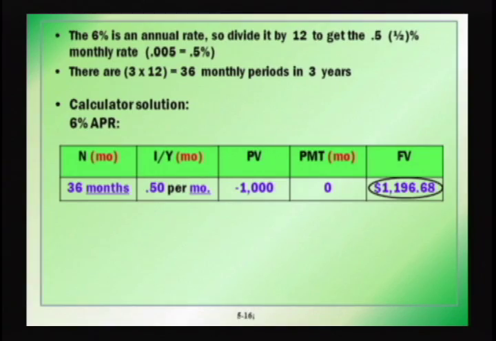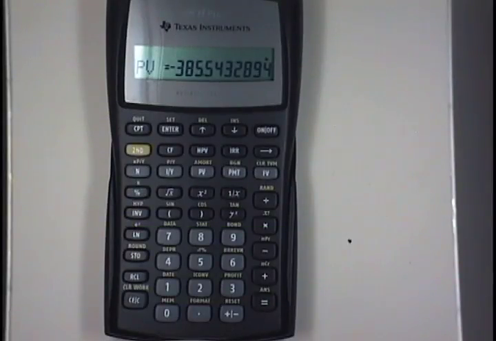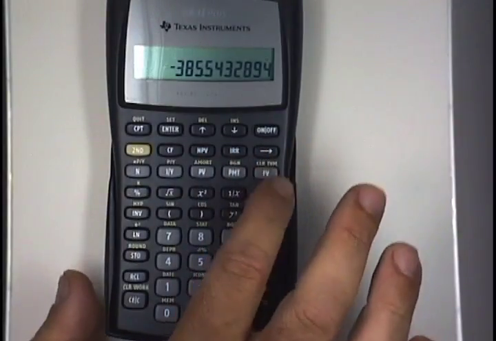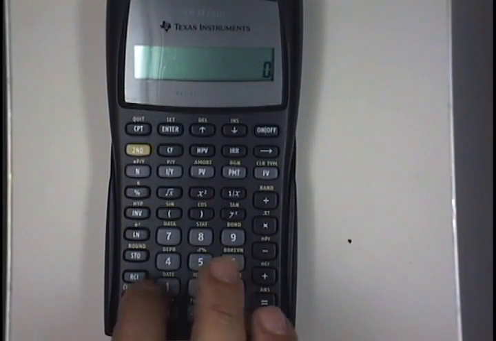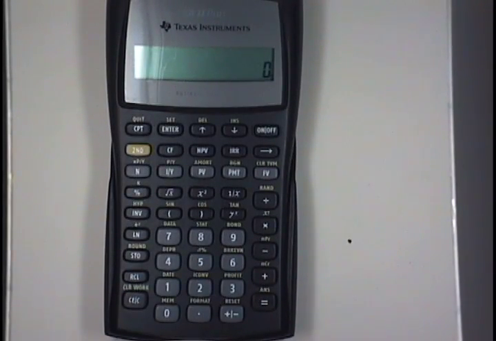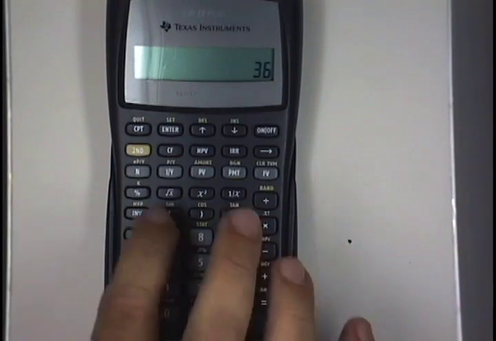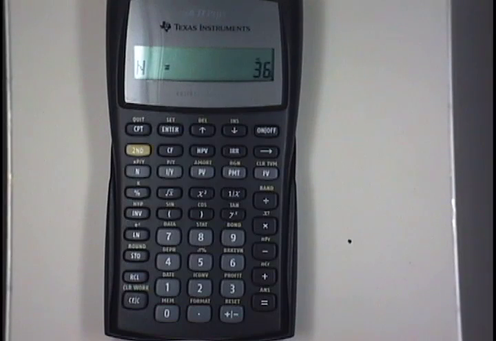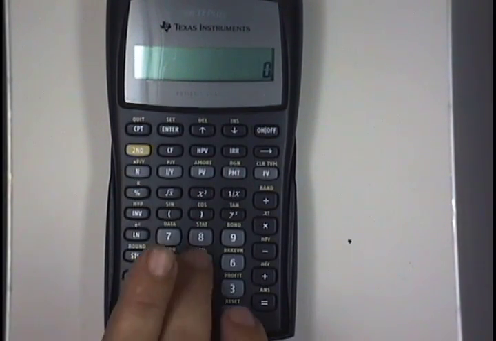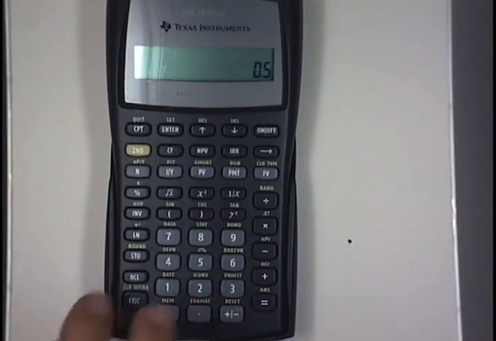Let's do this one on the calculator. Second, clear time value of money. Clear the number. Now, 3 years is how many months? 36. My interest rate is now 0.5% per month.